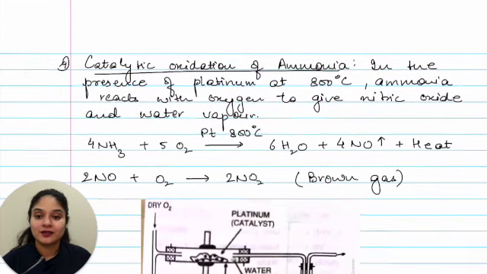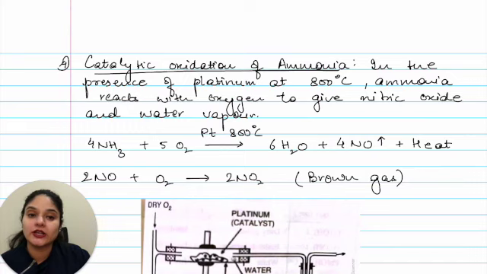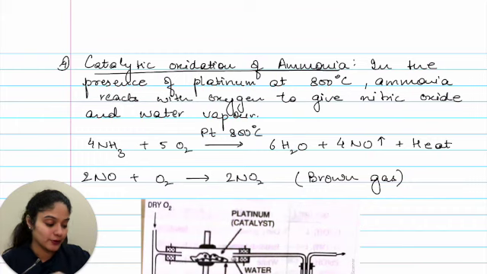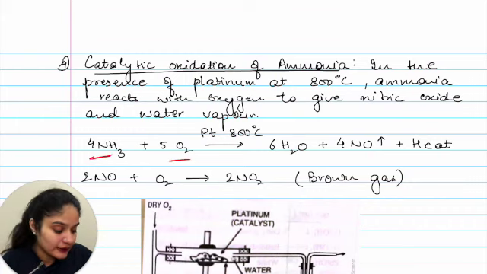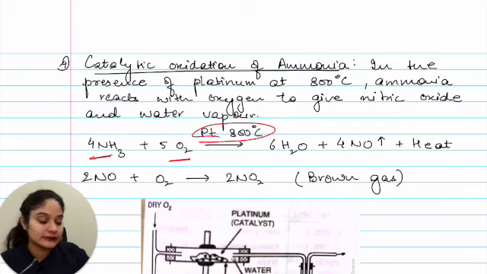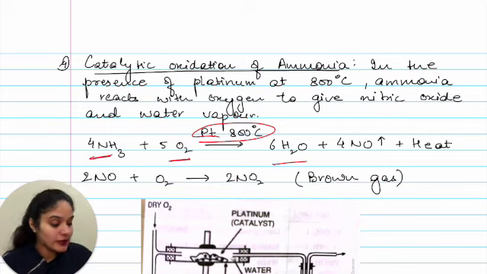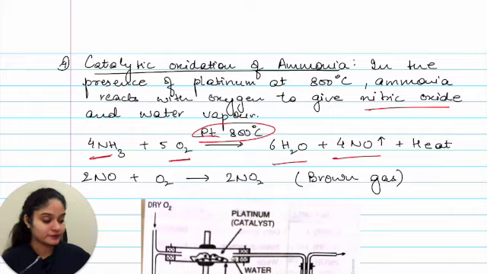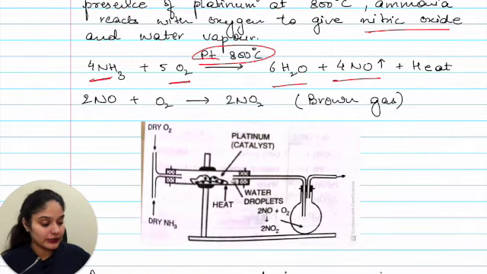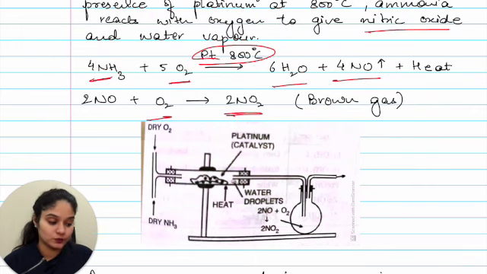Moving on to the fourth, that is catalytic oxidation of ammonia. In the presence of platinum at 800 degrees Celsius, ammonia reacts with oxygen to give nitric oxide and water vapor. Ammonia gas reacting with oxygen in the presence of platinum at 800 degrees Celsius gives us water plus nitric oxide. This nitric oxide would further react with oxygen and give you NO2.